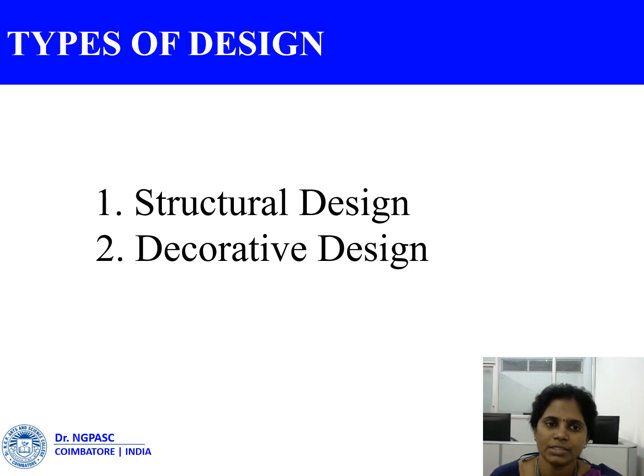Now we are going to see about the types of design. We have two types of design, namely structural design and decorative design. The structural design is the outline of the garment or the silhouette of the garment. For example, a shirt, a pant, a skirt, a tie, a shoe and a collar are structural design. So this is an outline or a silhouette of the garment.